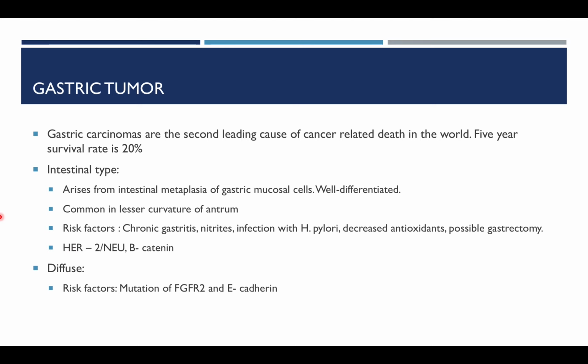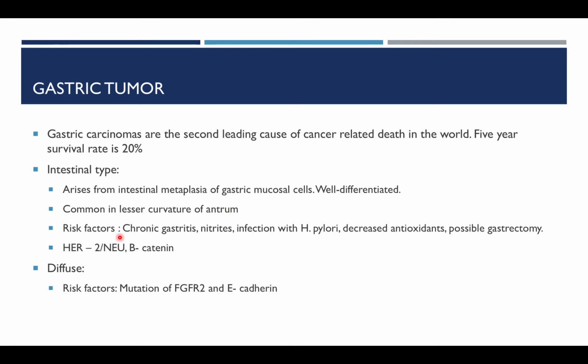Within gastric tumors, gastric carcinoma is actually the second leading cause of cancer-related deaths in the world, and it has a 5-year survival rate of 20%. There are two types of gastric carcinoma: an intestinal type and a diffuse type. The intestinal type arises from intestinal metaplasia, tends to be well differentiated, and is commonly found in the lesser curvature of the antrum.